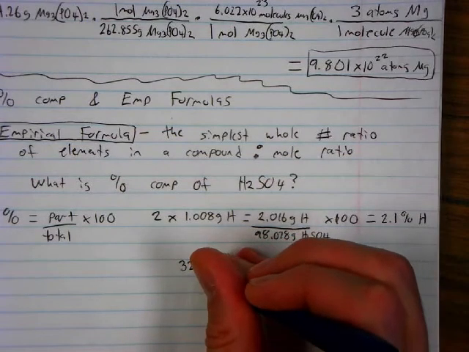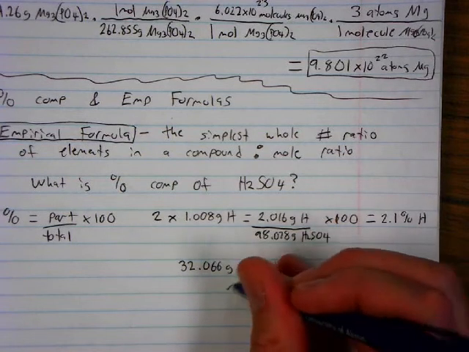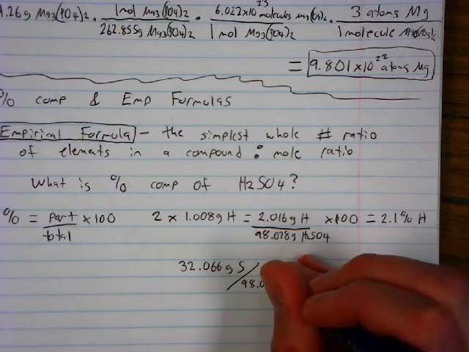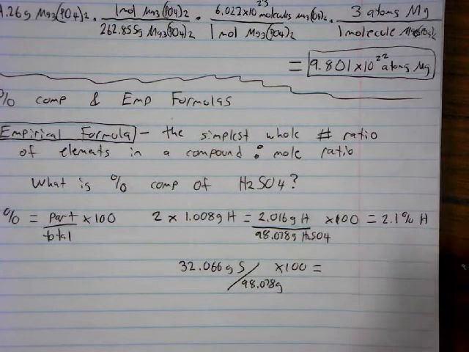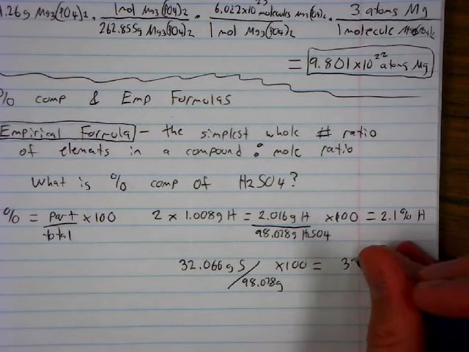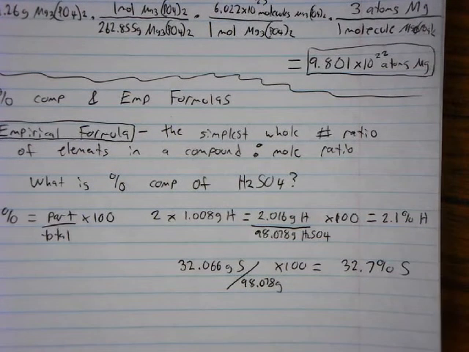Hydrogen. Then I'll do the same thing for sulfur, because there's just 1. I'm going to take my 32.066 grams of sulfur divided by the total mass, which is still 98.078 grams, times 100. And for sulfur, I get 32.7% sulfur.